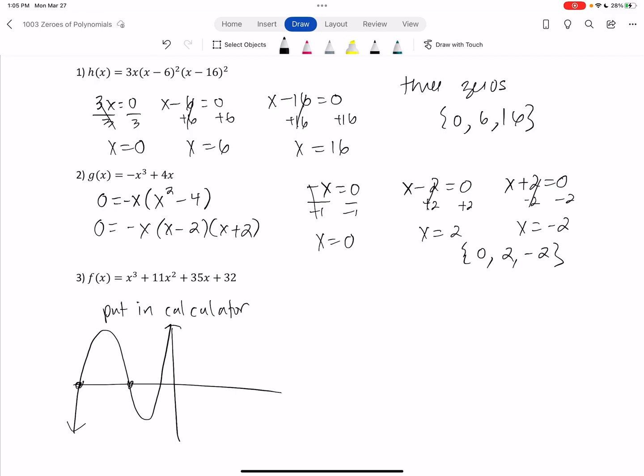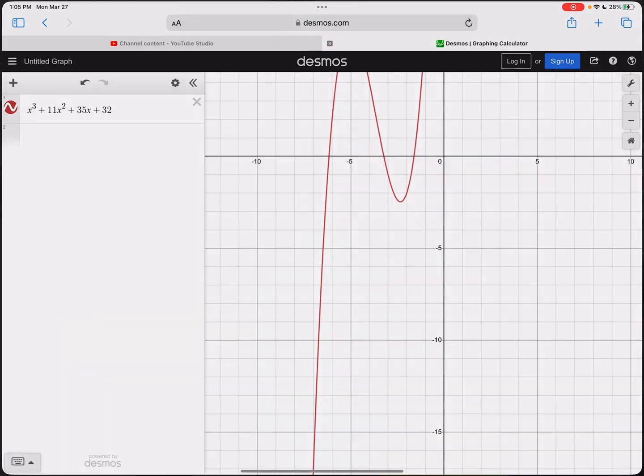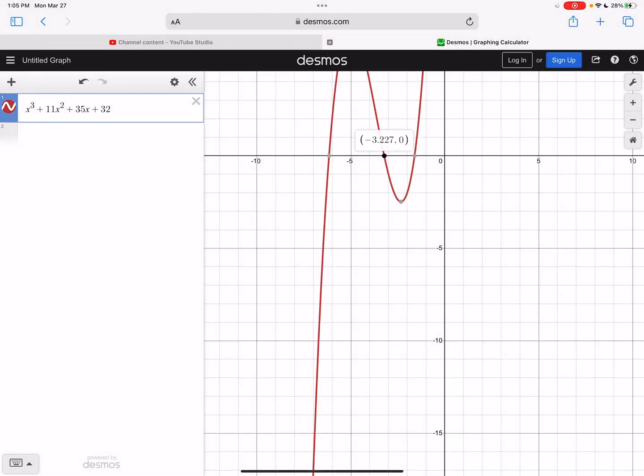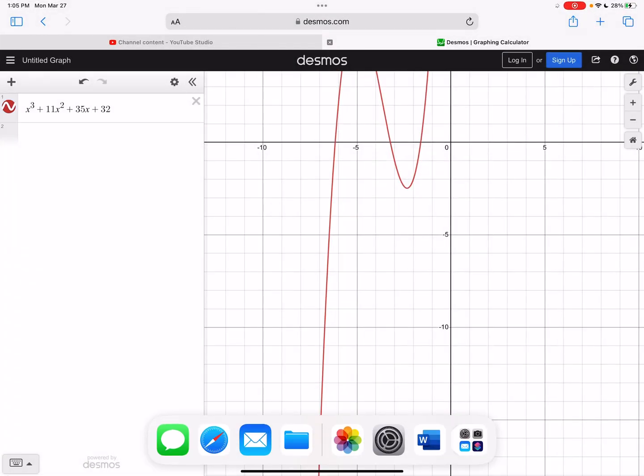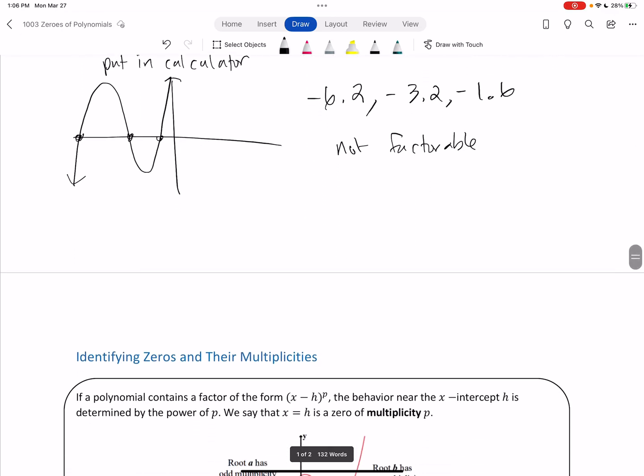So I had three zeros there. They were at about negative 6.2, negative 3.2, and negative 1.6. So not factorable. Just use the graph.